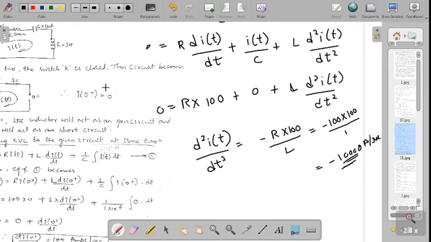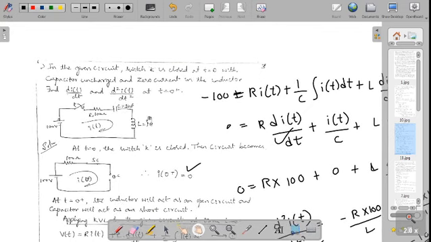So we found I of 0 plus, the first derivative, that is 100, and the second derivative, that is minus 10,000 amperes per second. This is the solution when you are asked to find I, the first derivative and the second derivative. This completes this session.